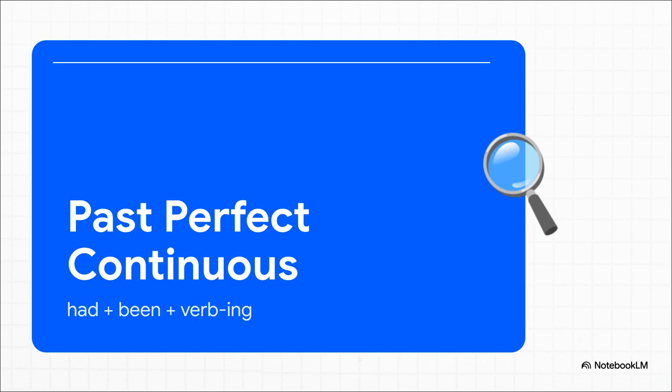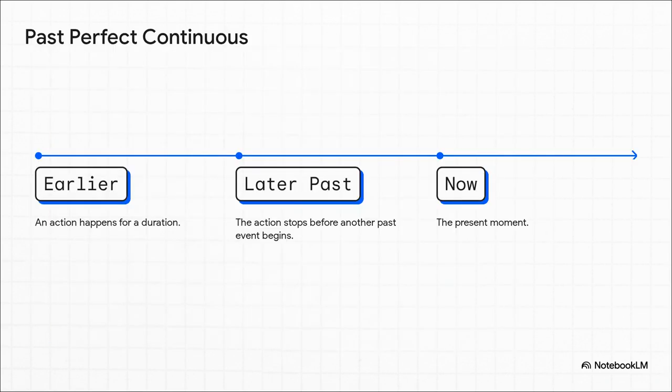All right, on to our final tool in the box, the past perfect continuous. Now, this one can feel a little tricky, but it's actually pretty simple. You use it for an action that was going on for a while before another event happened in the past. Look at the timeline here. The continuous action starts, goes on for a bit, and then it finishes. All of that happens before a second past event even starts. The whole focus is on that period of time leading up to another past moment.